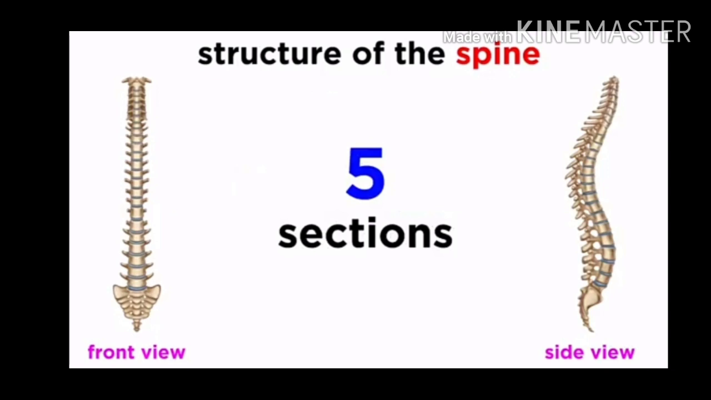Second is the backbone or spine. It has 33 small bones, one on top of another. Each bone has a hole through which the spinal cord runs. The backbone is the main support of the body above the legs, and the head rests on it.